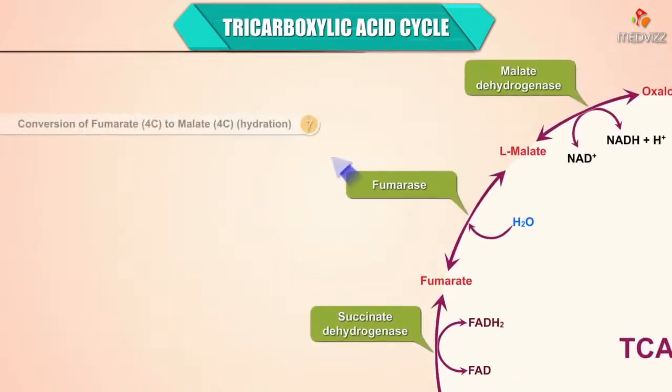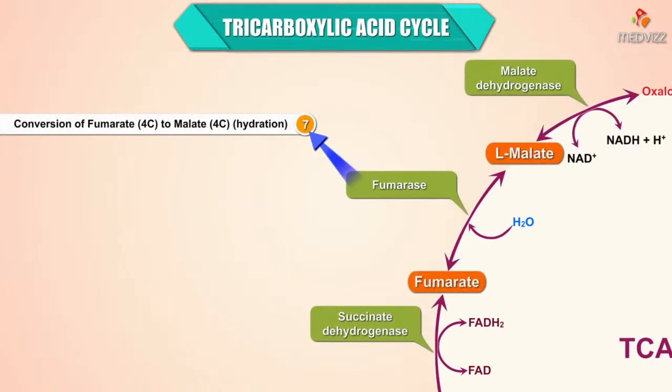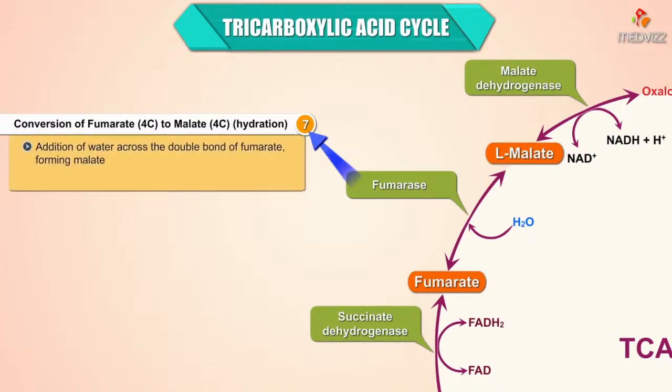Step 7. Conversion of fumarate to malate, hydration. Addition of water across the double bond of fumarate forming malate. The enzyme fumarase is a lyase.